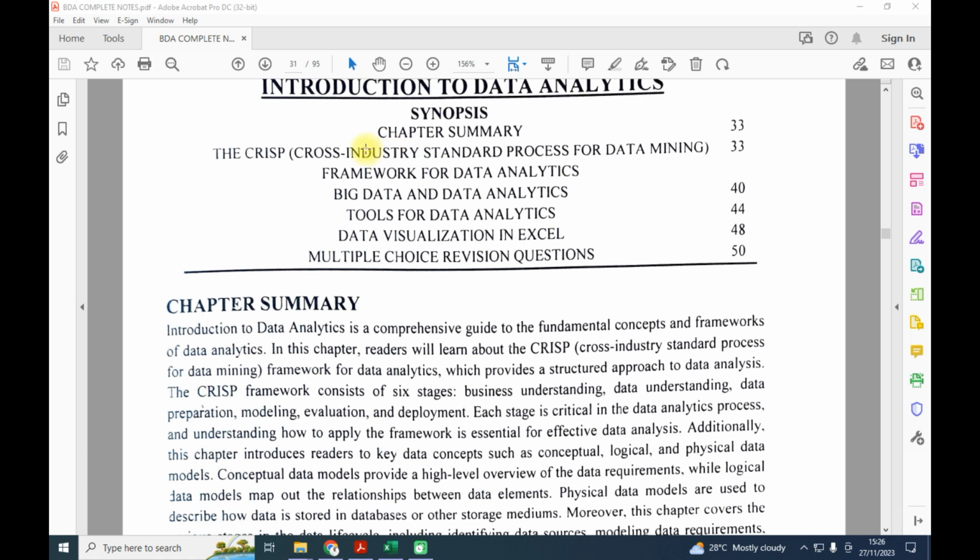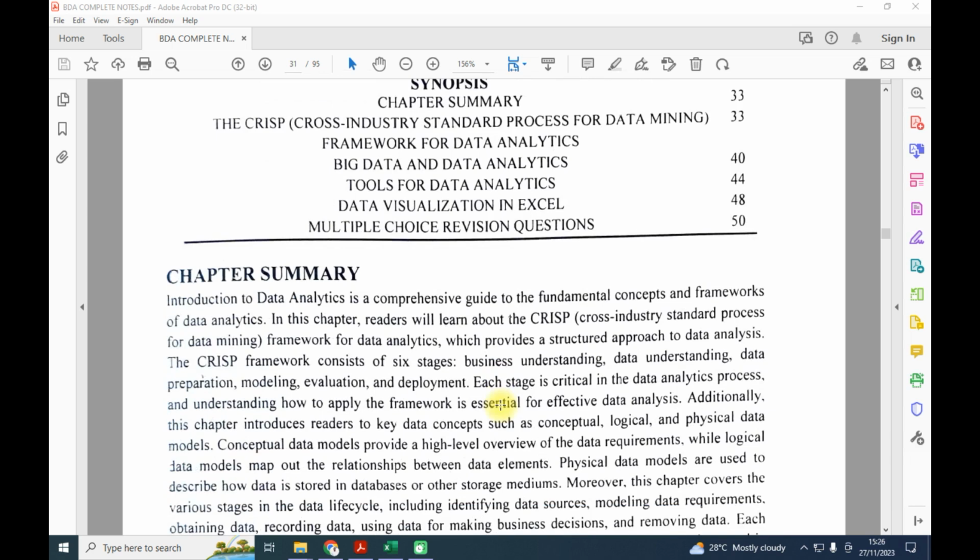So today we shall only cover the first and the second, the CRISP and the framework for data analytics. Then in lesson 2, we cover the big data and data analytics, the tools and data visualization. And in lesson 3, we shall look at the multiple choice questions. At least we look at 2-3 sample questions that we shall work out.